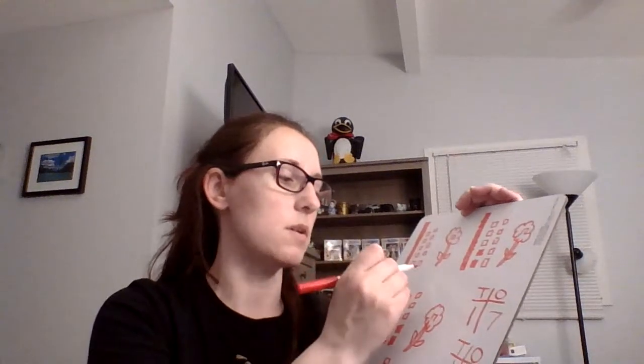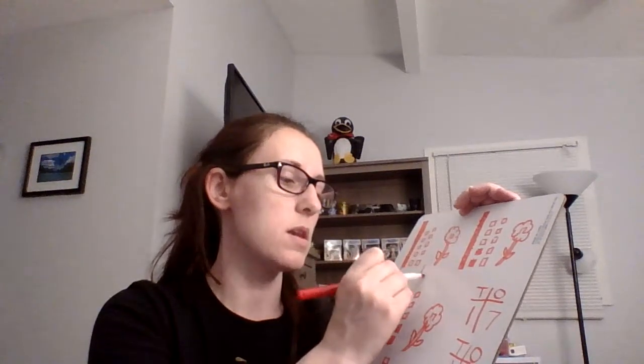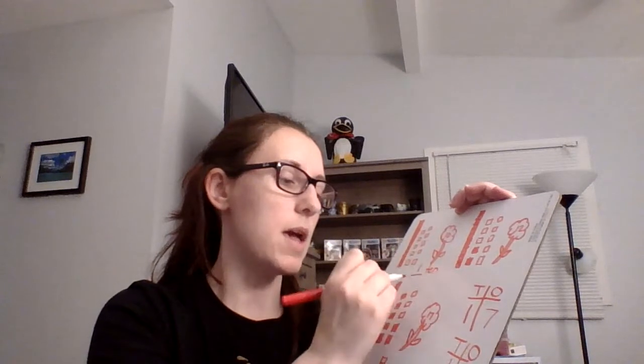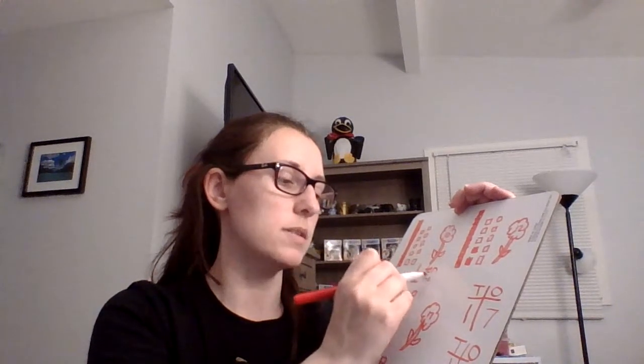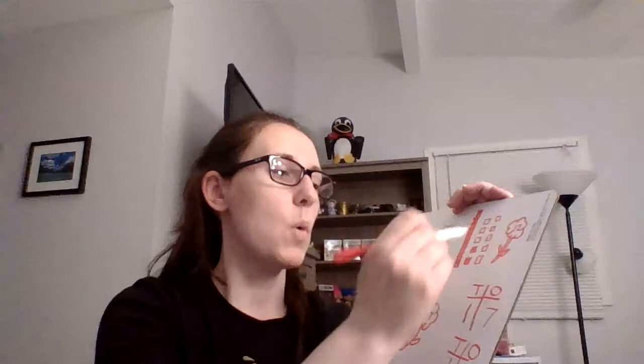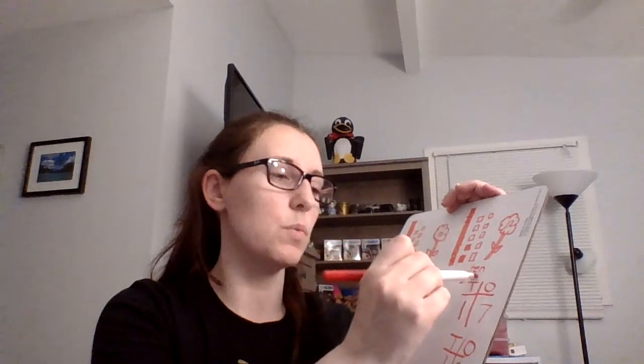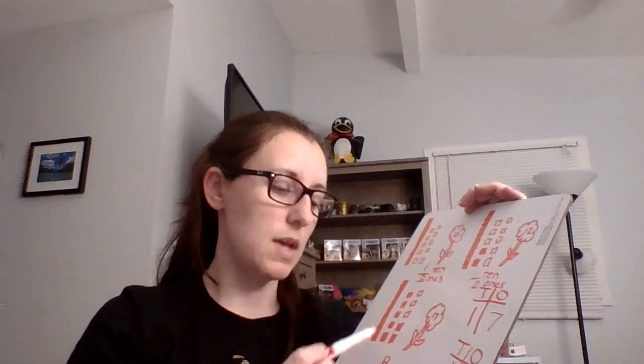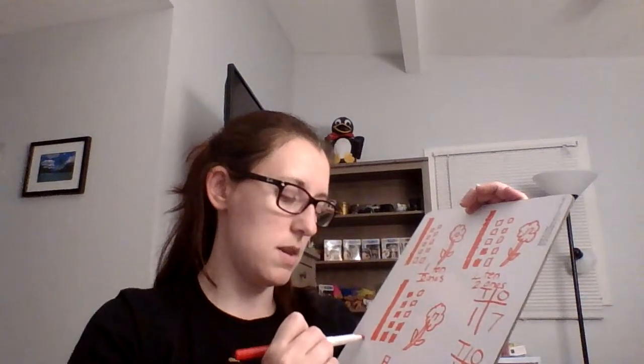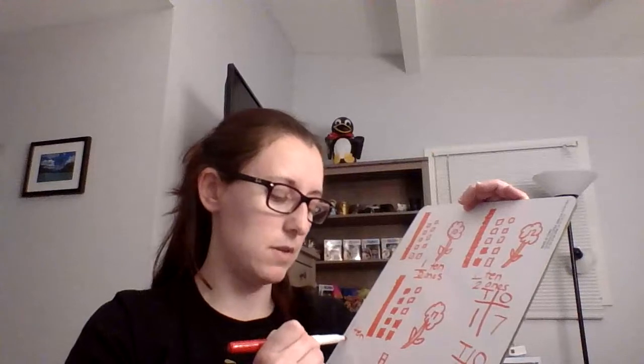But then I forgot to write how many 10s. So I have 1 10 and 0 ones. Oops. 1 10 and 2 ones. 17 is 1 10 and 7 ones.